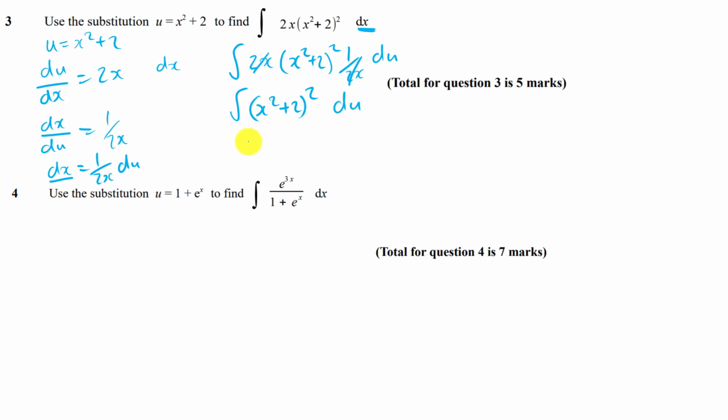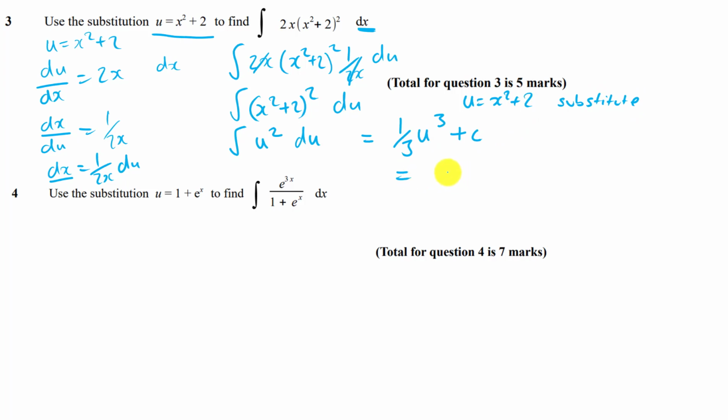du. Now remember, u equals x squared plus 2, so this is going to be the integral of u squared in respects to du. So we should be able to do that and get a third u cubed plus c. Now remember that u equals x squared plus 2, so you substitute that back in.